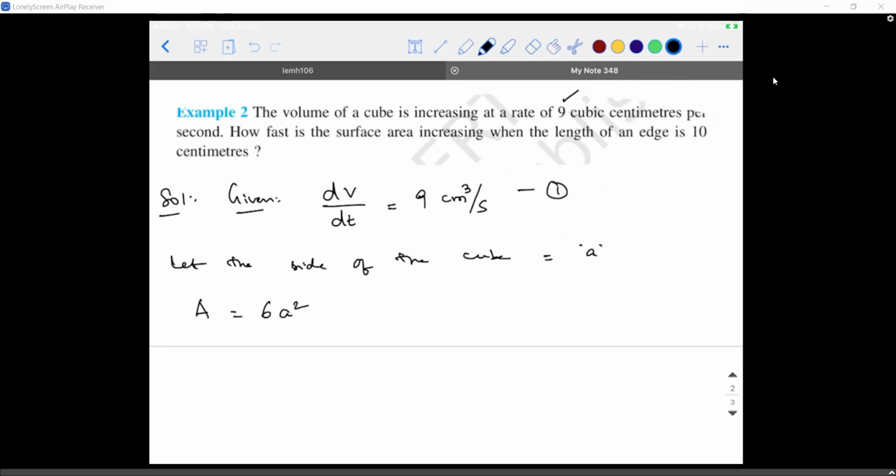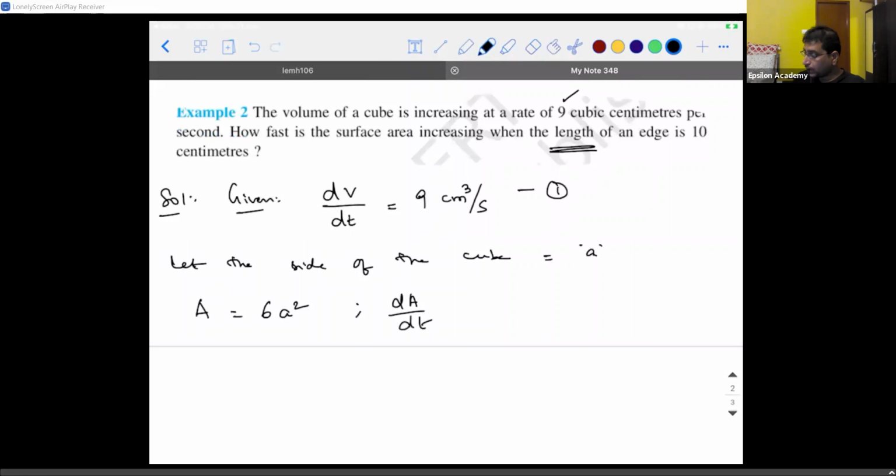They are asking how fast is the surface area increasing when the length of an edge is 10 centimeter. dA by dt is equal to how much? dA by dt, how fast the surface area is increasing when the length of an edge is 10 centimeter, when the value of a is equal to 10 centimeter. Generally you should not put this s according to physics, it is just 10 centimeter. Okay. So how to solve this?